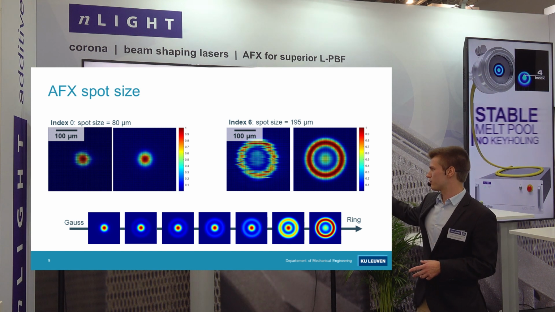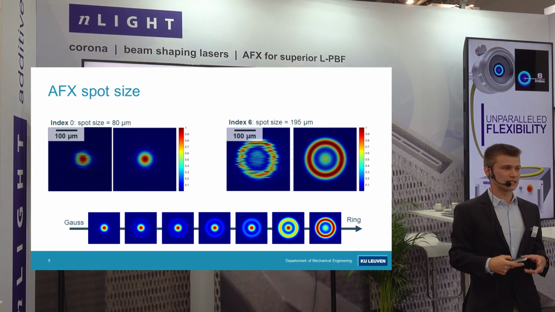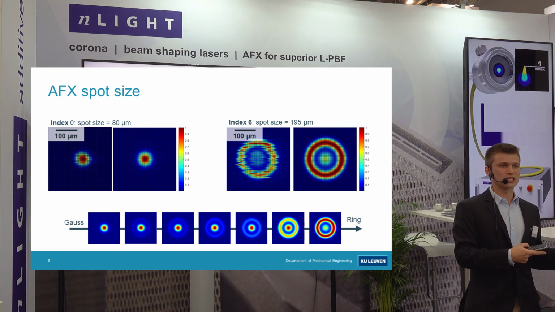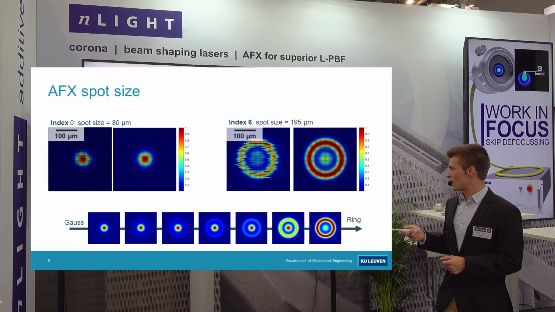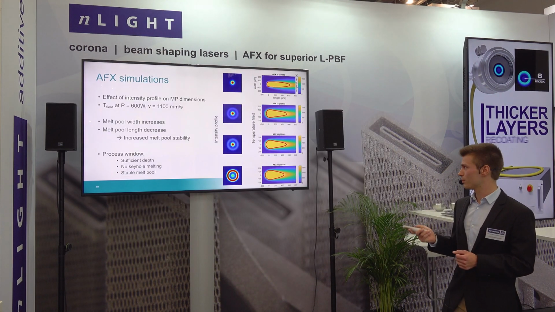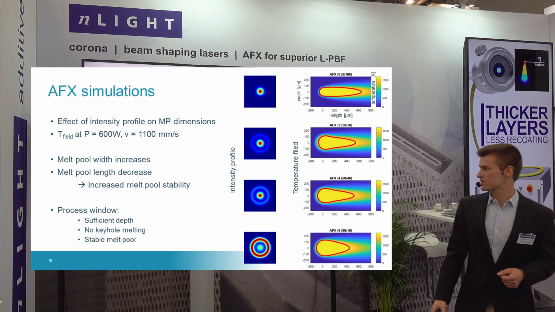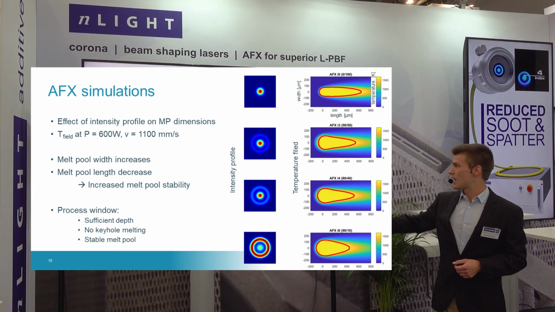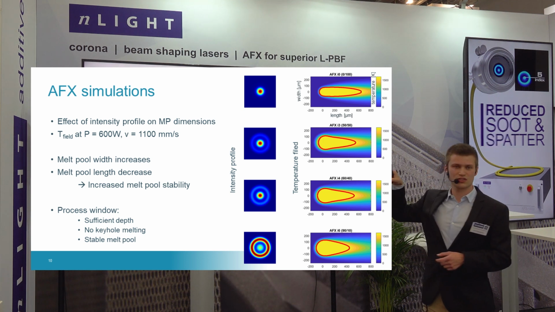On the bottom, you see the different intensity indexes of the AFX laser in our simulations, which correspond pretty well to what we actually can measure in the system. And now that you have this, we can implement this in our melt pool dimension model, and look, we can get these kind of pictures. So you see the different melt pool index and the resulting melt pool dimensions as a top view.